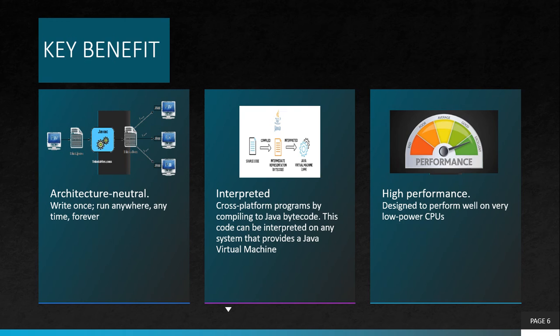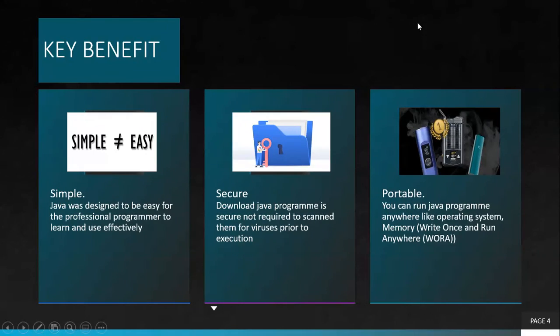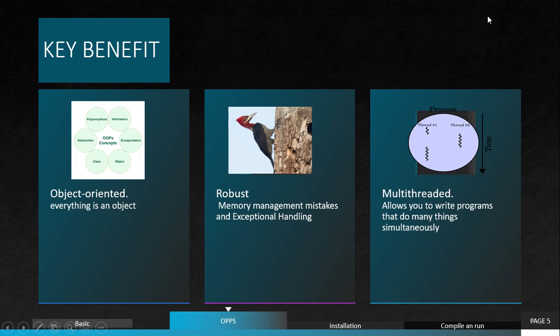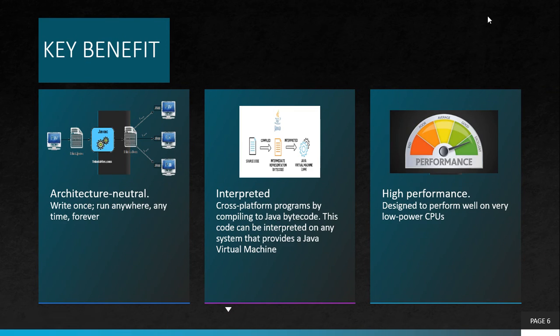Another concept is interpreted. Interpreted means that whenever you write your source code, you usually compile the code. Once the compilation is done, it converts to byte code. Then you run the Java byte code, and the JVM will understand the byte code. So there are two processes: one is you compile the code, and the other is you execute the code on top of the Java virtual machine. So the interpreted feature is available in Java, and you don't have to worry about that.